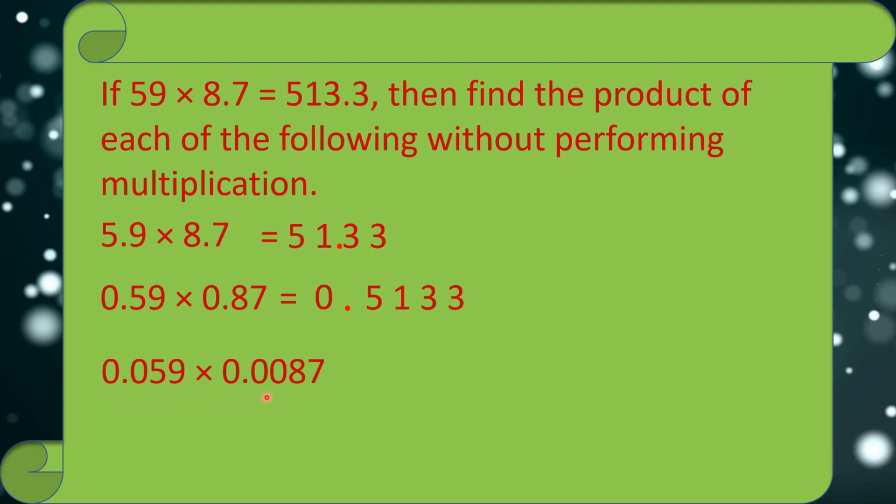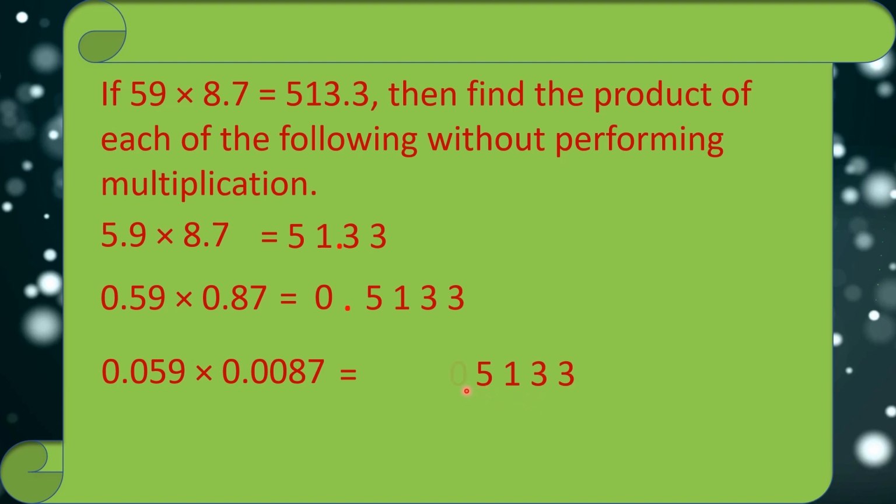Very simple. Let us do one more so that things will be clear. 0.059 multiply 0.0087. Now here 3 decimal places and here 4 decimal places. It means there should be 7 decimal places in our answer. So what we will do, we will write 5133 first. Now we will count decimal places 1, 2, 3, 4. They are just 4. We need to add 3 zeros here.